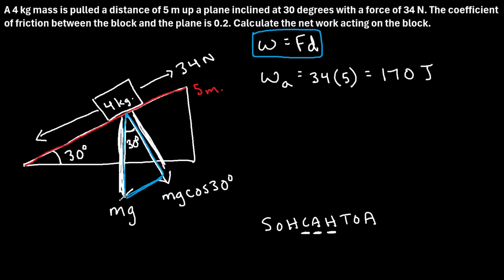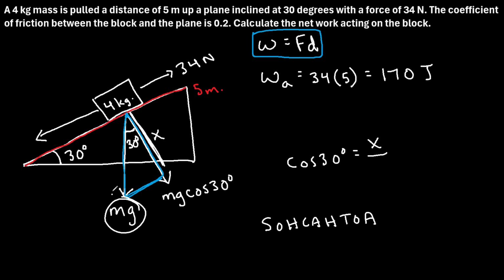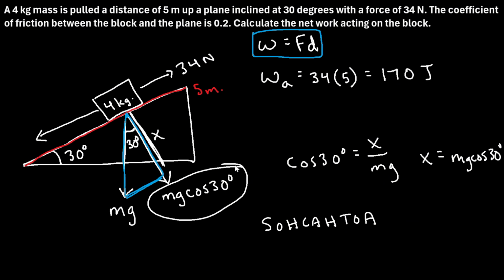This is the hypotenuse of the right triangle, which we already know has length m times g. So if we call this side x for right now, the cosine of 30 degrees must be equal to the adjacent side, which is x, over the hypotenuse of the triangle, which is mg. To solve for x, this side length, we would just multiply both sides by mg. So we'd find that x is equal to m times g times the cosine of 30 degrees. So that's what this side length is right here. That's where this value ultimately comes from.